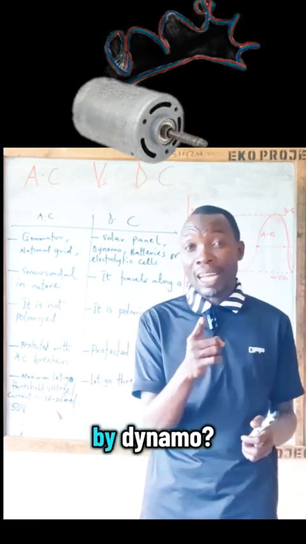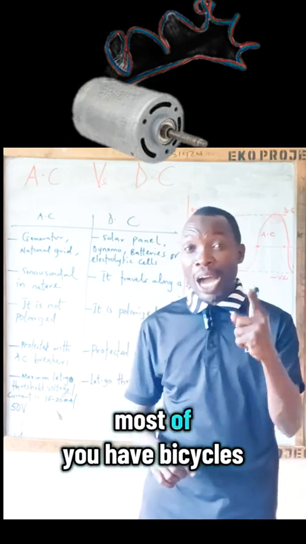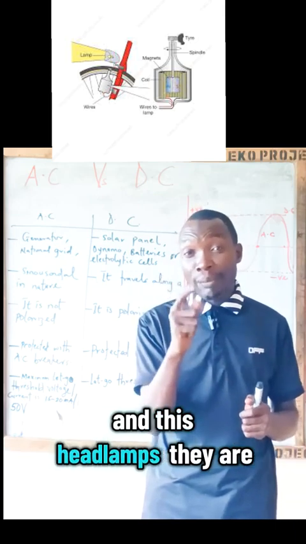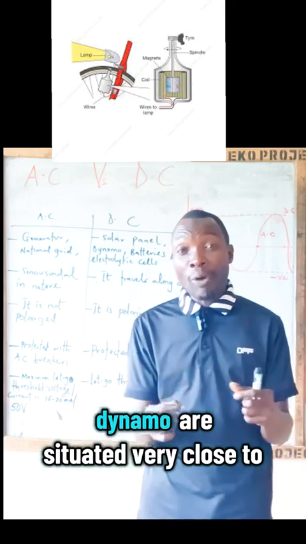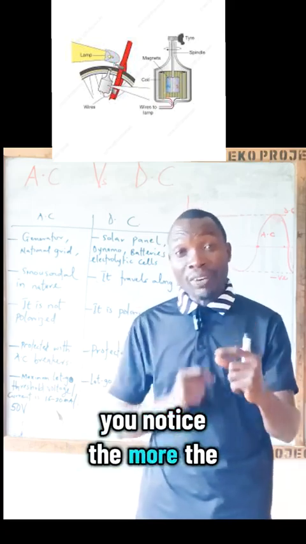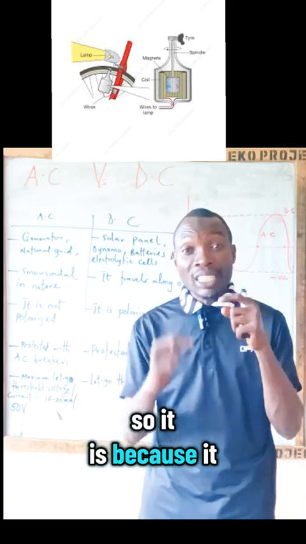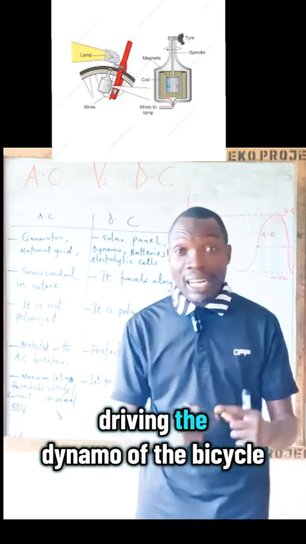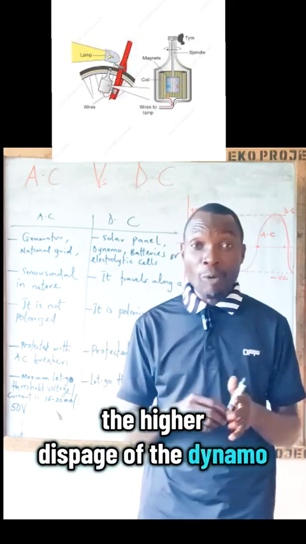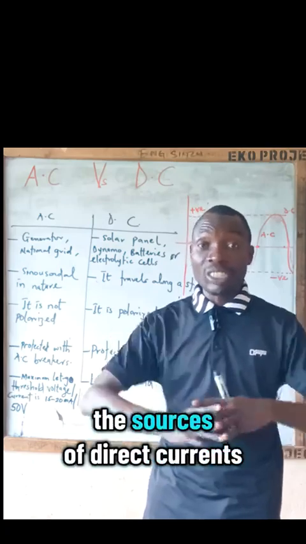Do you ask me what I mean by dynamo? Dynamo is a DC generator. If you don't know this, most of you have bicycles at home. Some bicycles have headlamps, and these headlamps are connected to the dynamo. The dynamo is situated very close to the wheel. As the rider pedals, you notice the more the rider pedals, the brighter the headlamp of your bicycle. It is the wheel that is driving the dynamo. The higher the speed of the wheel, the higher the speed of the dynamo, which means the dynamo is a DC generator. Dynamo is actually one of the sources of direct current.